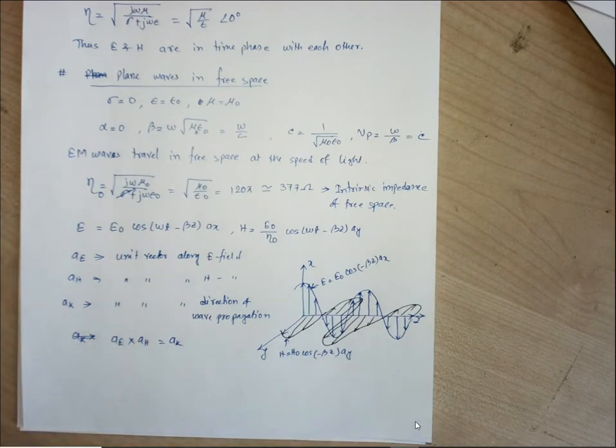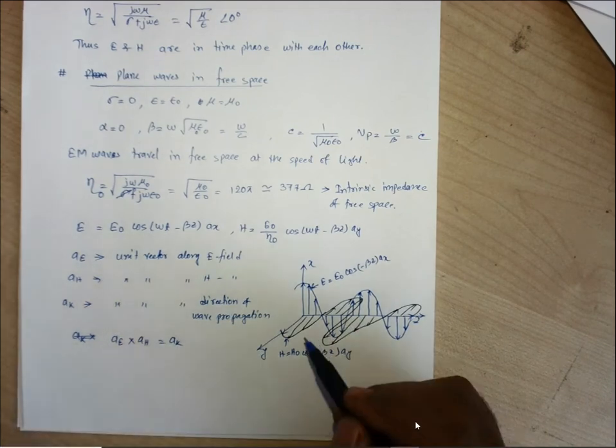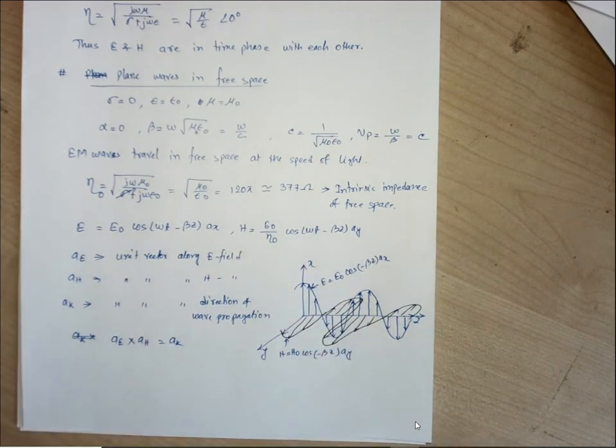So both of the fields, either it is electric field or magnetic field, they are perpendicular to the direction of wave propagation, or the direction of wave propagation is normal to the plane. That plane is the xy plane. On that xy plane, the electric field and magnetic field, both of them are lying.